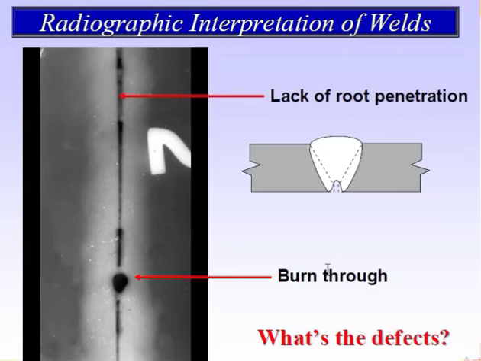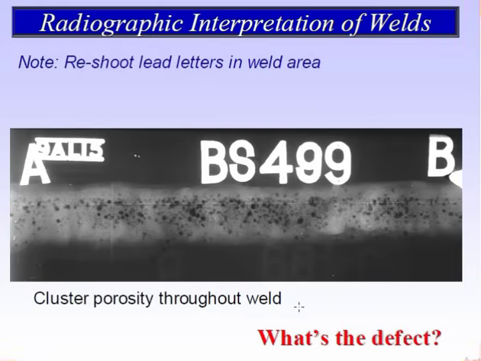Lack of root penetration. You see this joint clearly shows that penetration has not been done. Also the burn through. You see burn through looks this way, like a hole, but it will be black color. You see cluster porosity throughout the weld. Throughout the weld there is cluster porosity.